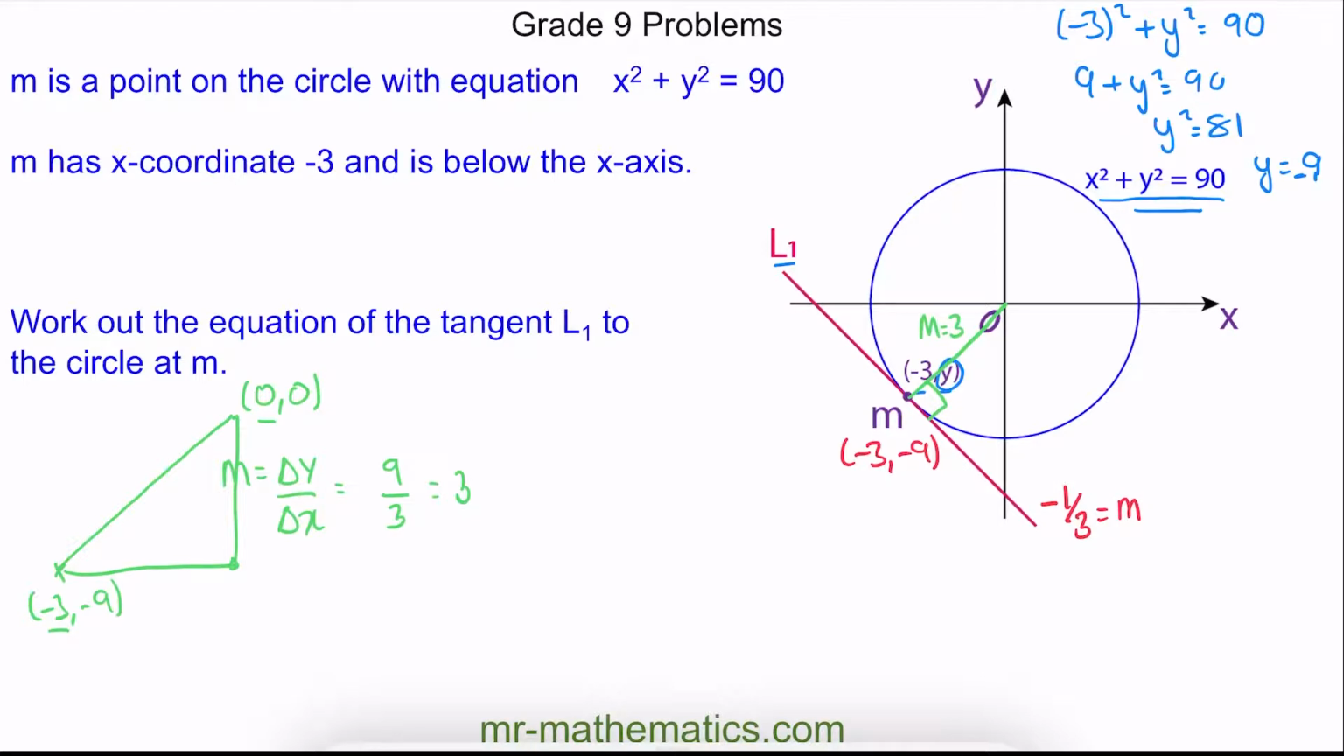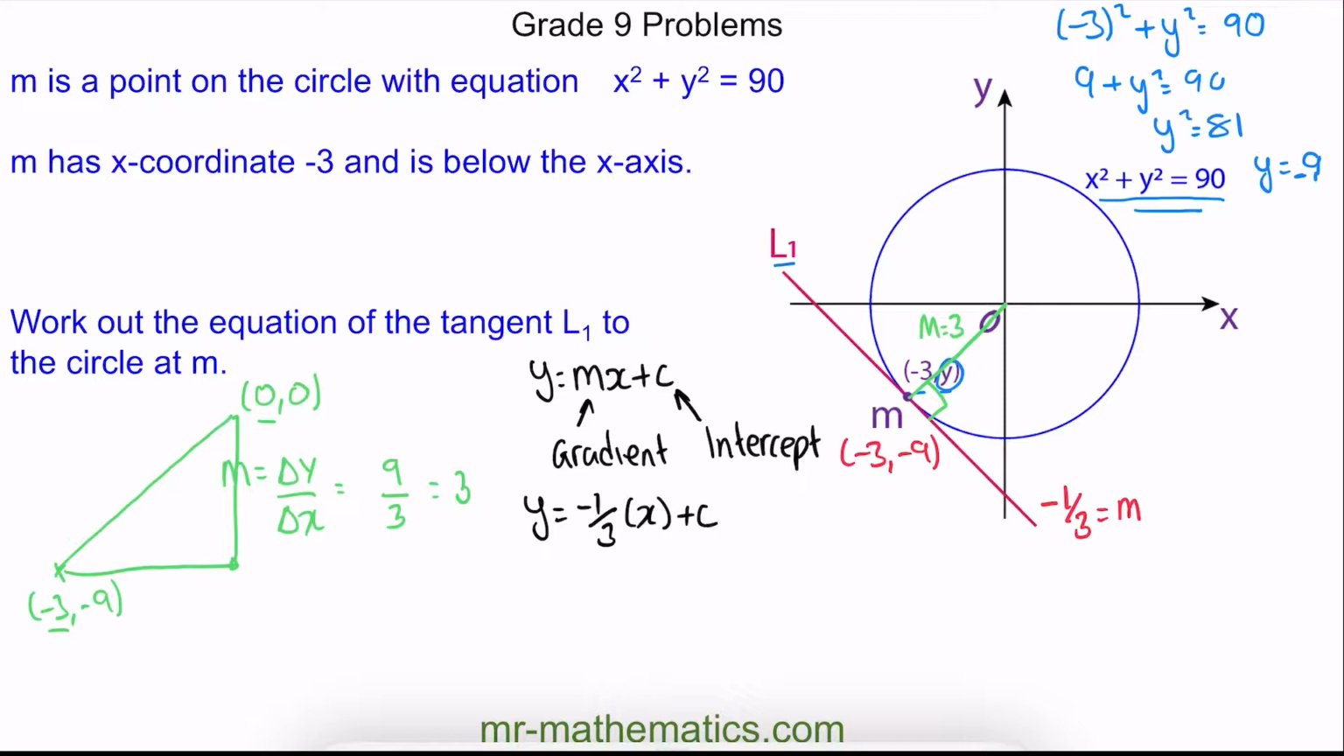We can use a formula, y is equal to mx plus c, to work out the equation of a line, where m is the gradient and c is the intercept. So y is equal to m, which we know is -1/3, of x plus c. And we know a value of x and y here. We can substitute these into our equation. So y, which is -9, is equal to -1/3 of x, which is -3, plus c.